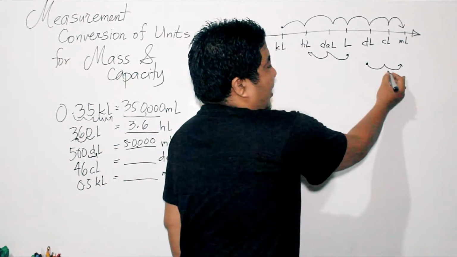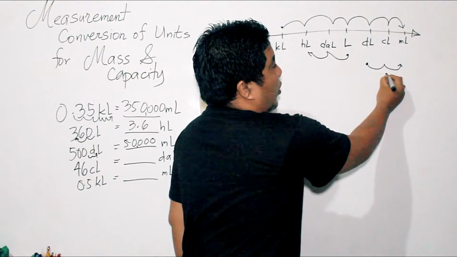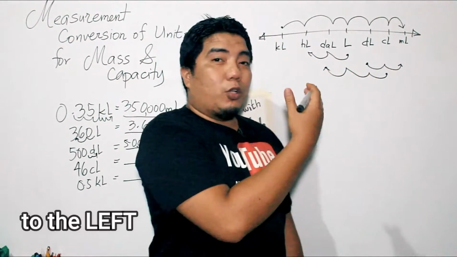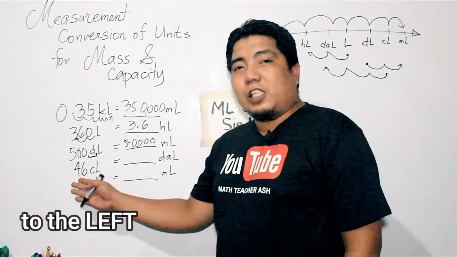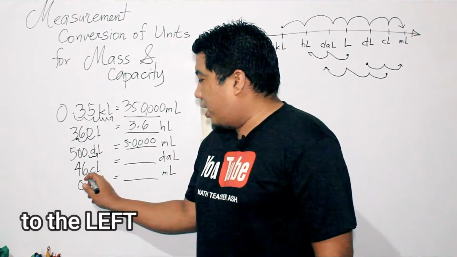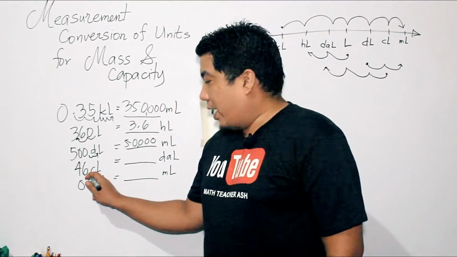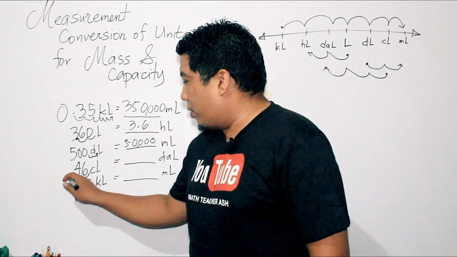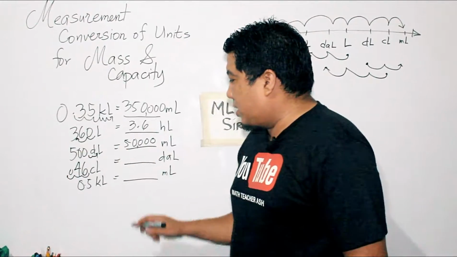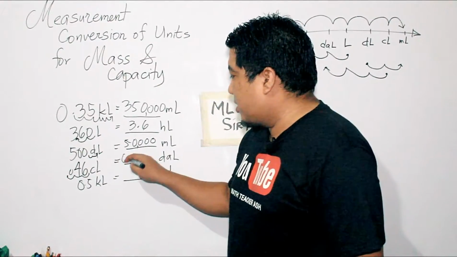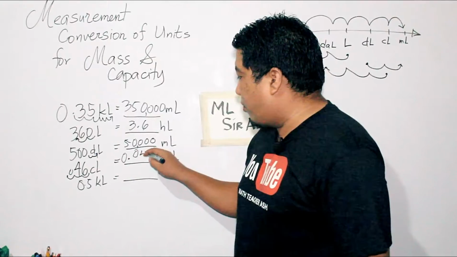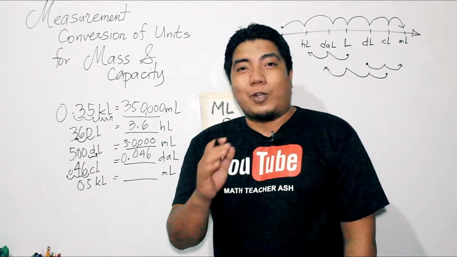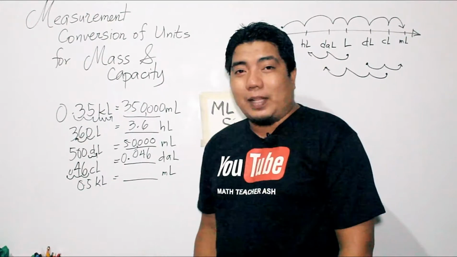Easy, right? Now, let's go to 46 centiliters going to decaliters. From centiliters, that is here, going to decaliters, 1, 2, 3. So that is 3 units. If this is 46, then we will be starting from here, and then we move 3 units. 1, 2, 3. Therefore, we will be adding a 0. So that gives us 0.046 decaliters.